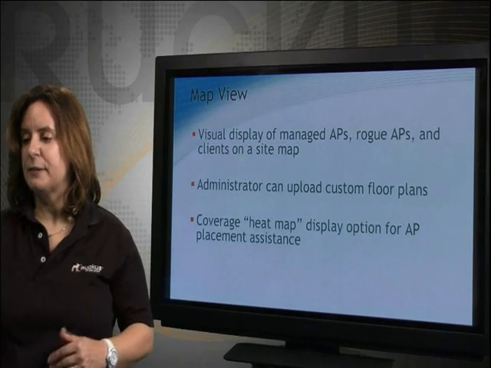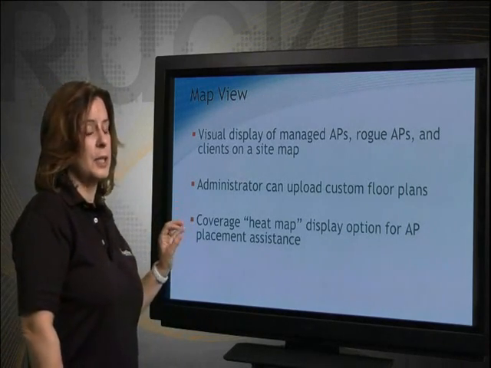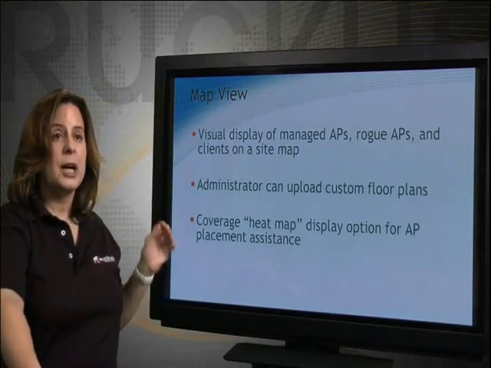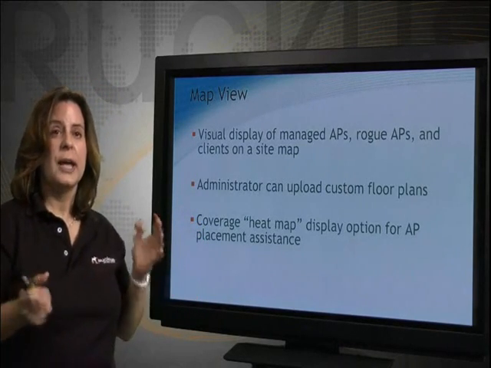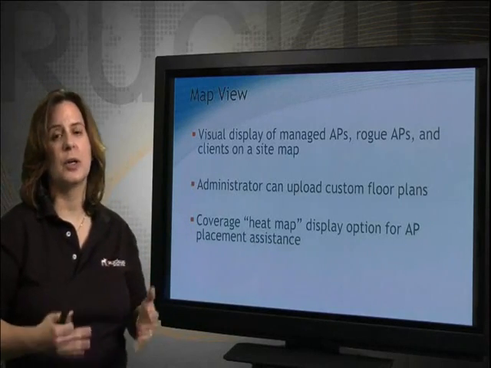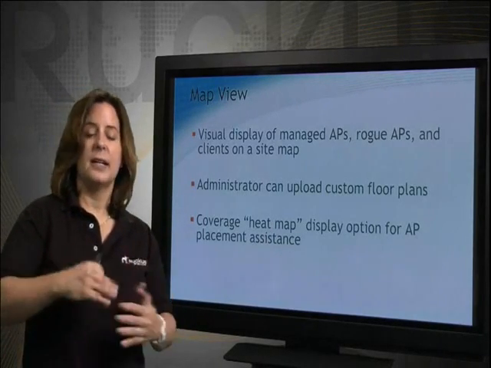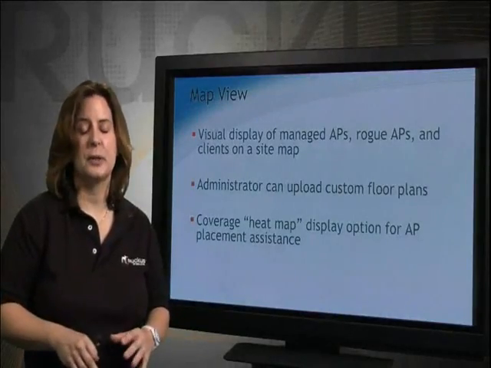Now let's go back and finish talking about what we were discussing as far as other things that we can do. So the map view, as you can see, what I just showed you, is a pretty easy way to look at what's going on in the network as far as where your APs are, what the coverage should be, and where any rogue APs and clients may happen to be with respect to those APs.